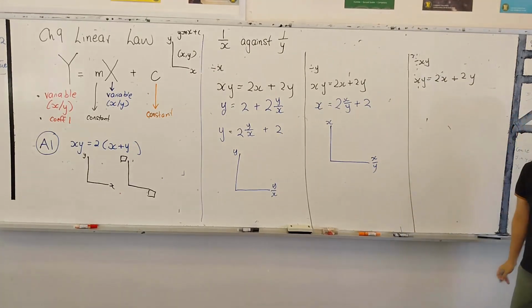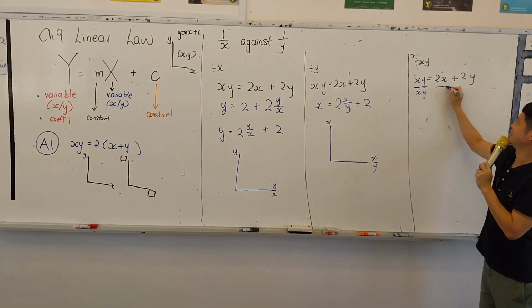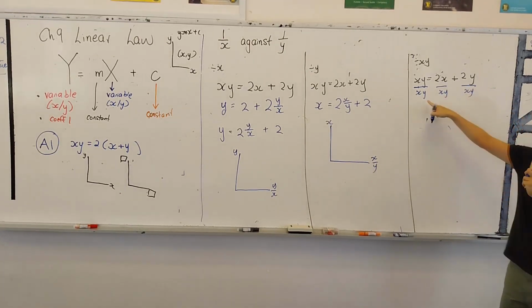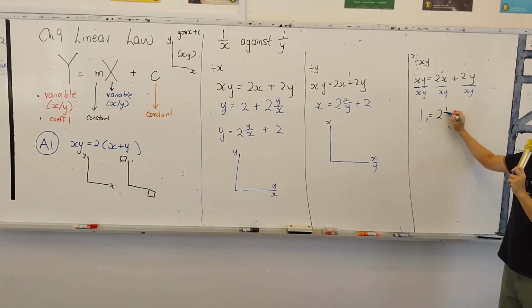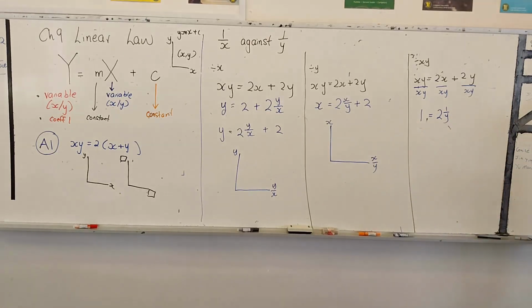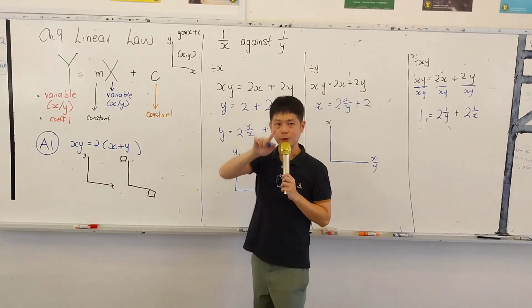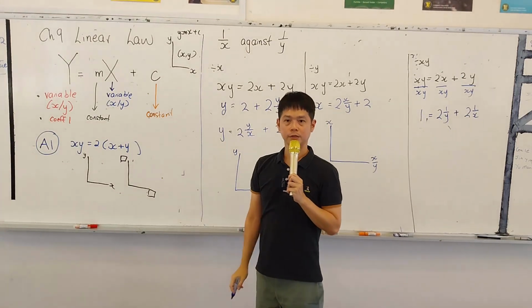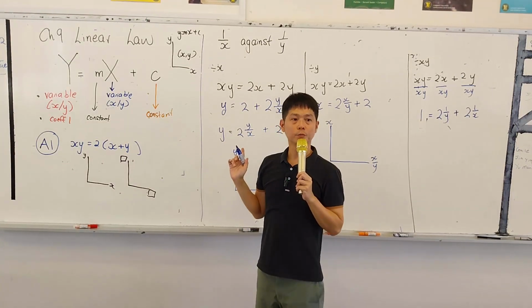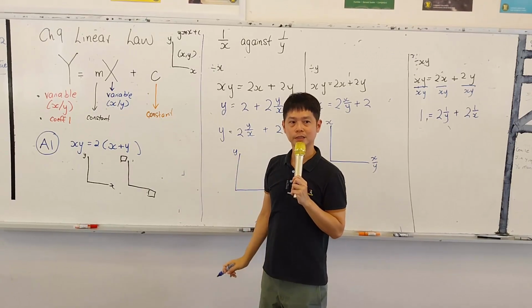Okay, now what happens if I divide everything by xy? This will become my constant. This will become my 2 over y. Now, why do I write it this way? Okay, later we'll see. This one is 2, 1 over x. Okay, so now the question, go back to this. The question insists that they want it to be 1 over x against 1 over y. Do you all learn this in all your sciences? Which one is your y-axis? Which one is your x-axis?